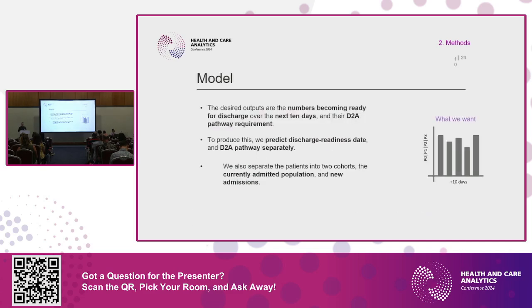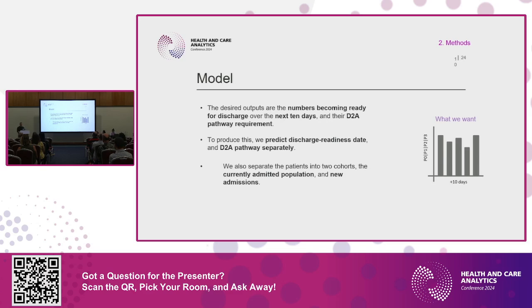So, the model itself. Again, as I said, we're looking at where we're going. So if we look at the right, that's what I want to get to. It's the discharge readiness and the pathway requirements for these patients over the next 10 days. And to be clear, to say it in the simplest words possible, I'm going to predict that for these patients individually. So for each patient, I'm predicting the discharge readiness date and the D2A pathway as separate independent events. And this is a simplification for sure. These things definitely will have interactions, but I just wanted to be clear that that's a simplification I'm making.